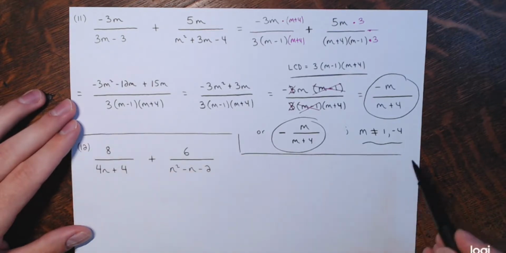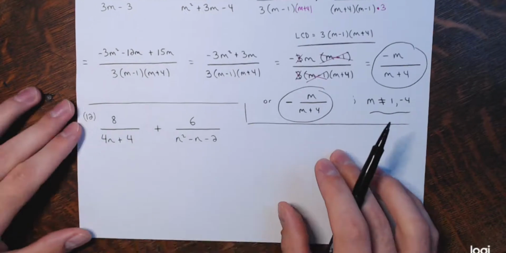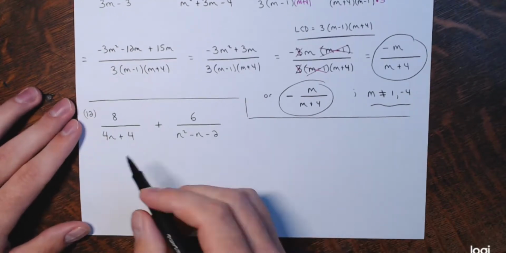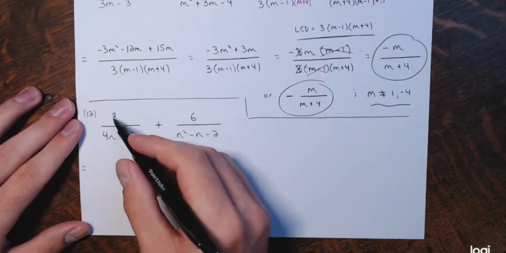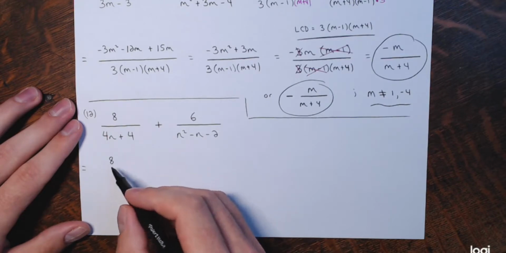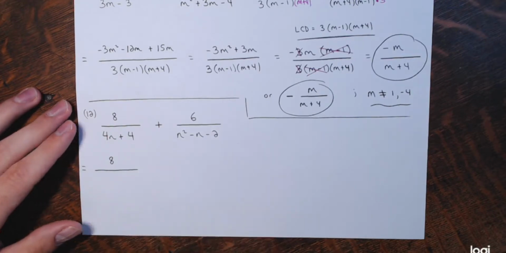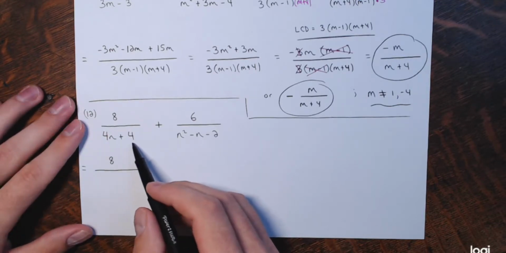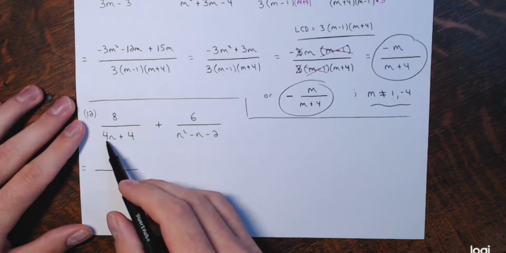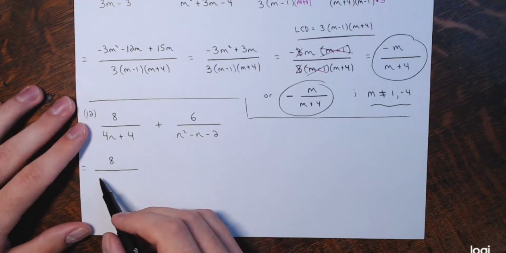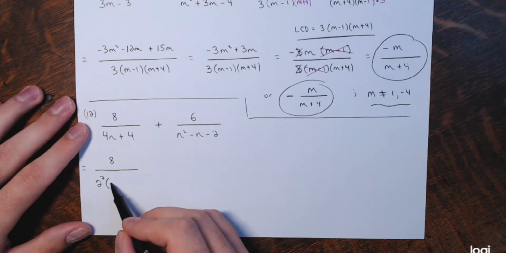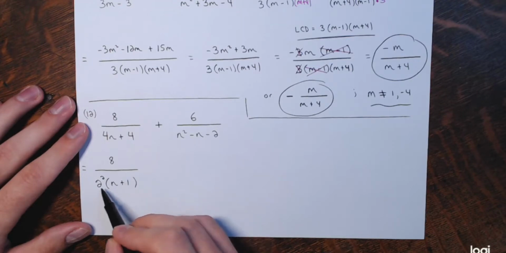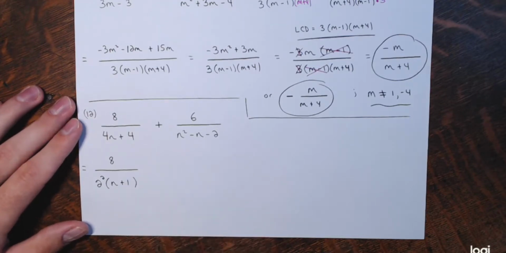All right. Next example, same stuff. First, I'm going to factor each denominator completely. So 8 in the numerator, and then 4n plus 4, they have a common factor of 4. I'll pull 4 out, but 4 factors even further. Right? 4 factors to 2 squared. So that's 2 squared times n plus 1. Right? 4 times n plus 1 for that first denominator.